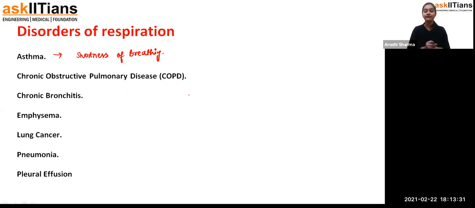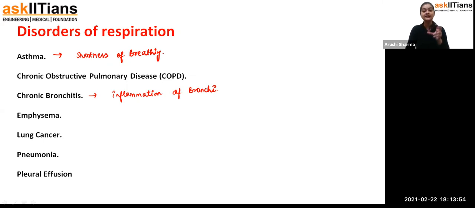Fine. Now chronic bronchitis. In this case students face inflammation of the bronchi. Now just imagine, the bronchi are one of the organs, or you can say one of the paths, through which oxygen and carbon dioxide travel.